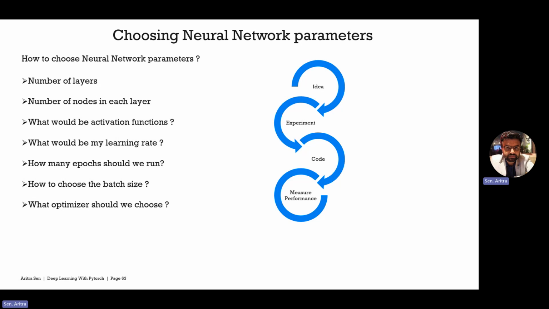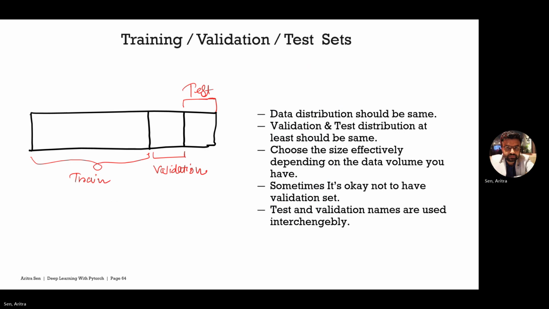Now, how do we choose these parameters? Do we only choose by looking at the training set performance, or are there other things we should consider? So let's try to understand where we should check the model performance. Generally, in machine learning or deep learning, we divide our full data set into three sections, which we call the train, validation, and test set.